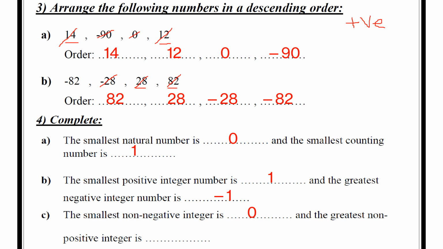And here, the smallest non-negative integer is 0. Supers, because the 0 is not a negative integer and also it's bigger than the negative numbers, and smaller than the positive numbers. So the smallest non-negative integer is 0. And the greatest non-positive integer is 0. Because the 0, it's not a positive integer and also it's bigger than the negative numbers.